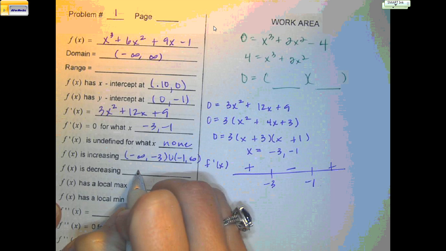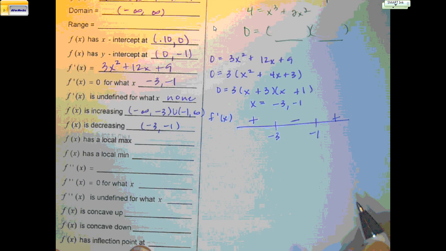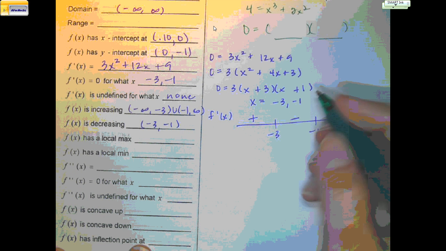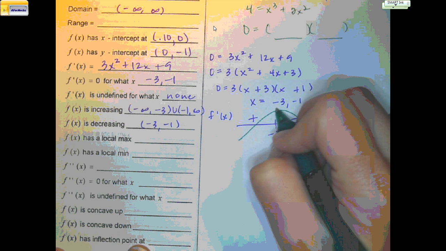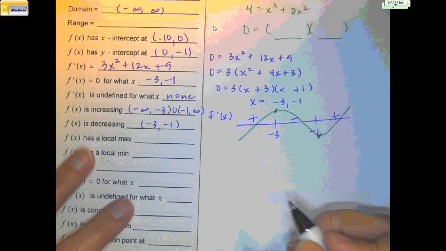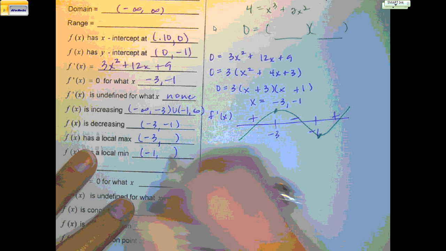Questions so far? Is everybody okay? Okay, so we have increasing, decreasing, increasing. What does that tell me about -3 and -1? Yeah, our maximum and our minimum. We have a local maximum at -3 something and a local minimum at -1 something. How do we get the y value? Plug it into the original.